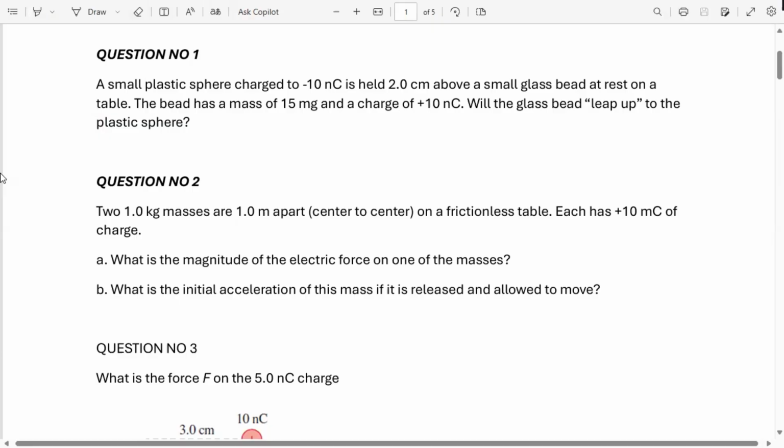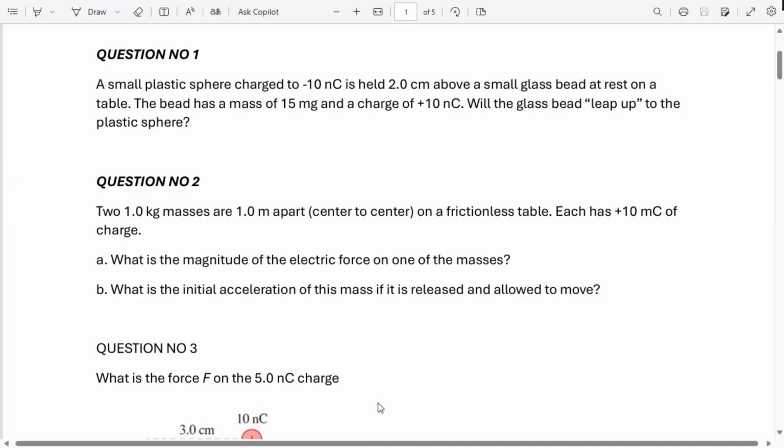Let's look at question 2. Question 2 is saying two 1 kilogram masses are 1.0 meters apart, center to center, on a frictionless table. Each has a positive 10 microcoulombs, or not micro, this is millicoulombs. Each has a positive 10 millicoulombs charge. What is the magnitude of the electric force on one of the masses? And question B, what is the initial acceleration of the mass if it is released and allowed to move?